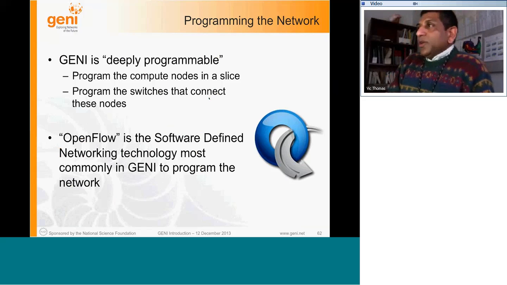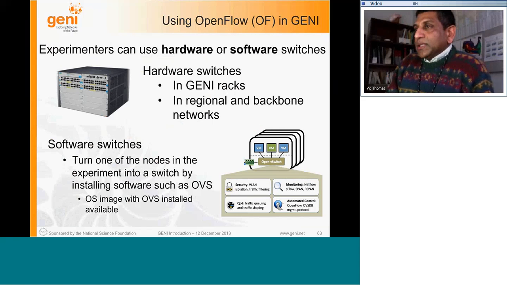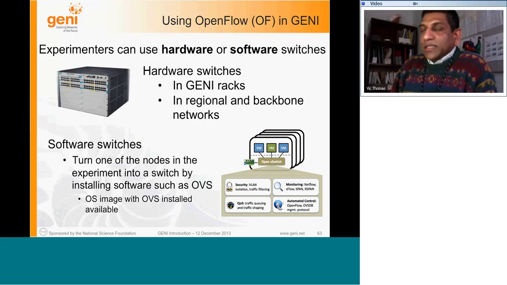To use OpenFlow, you can use hardware or software switches. There are hardware switches in GENI racks. You might recall the little picture I showed with the OpenFlow switch at the bottom of the rack. There are also hardware switches in regional and backbone networks that are OpenFlow enabled. You can also use software switches. OVS is the most commonly used software switch because it understands the OpenFlow protocol. And so essentially what you do here is you get a bunch of VMs, nodes for your experiment, and install OVS on one of these and have it act as your switch.